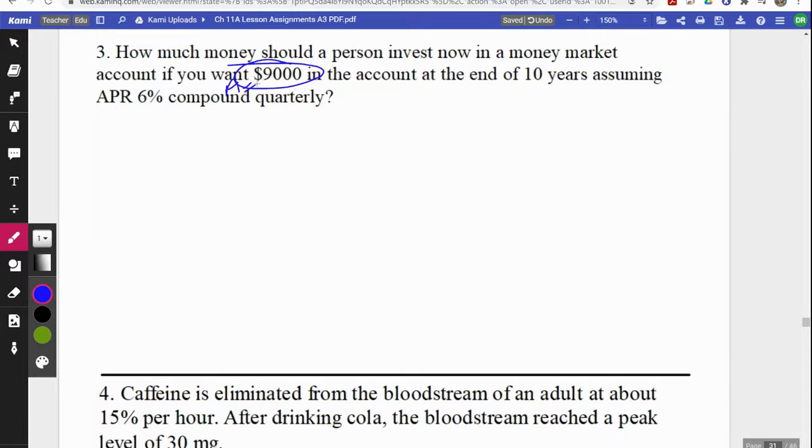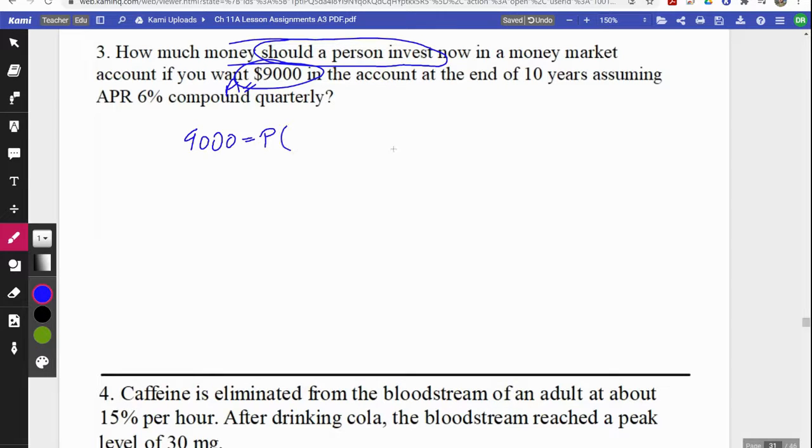That's our final amount. It's not P, our initial amount, or N naught. We're looking for how much we should invest. So that would be something we don't know. This is 9,000 equals P. We're solving for that.